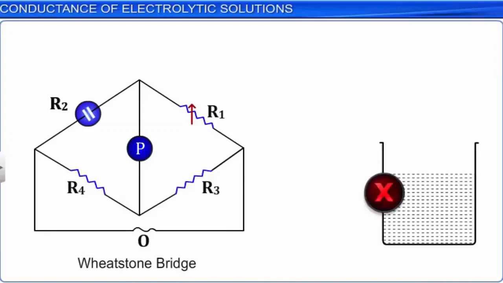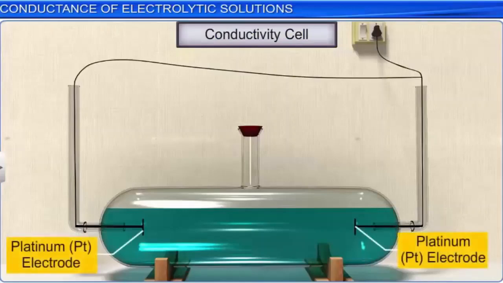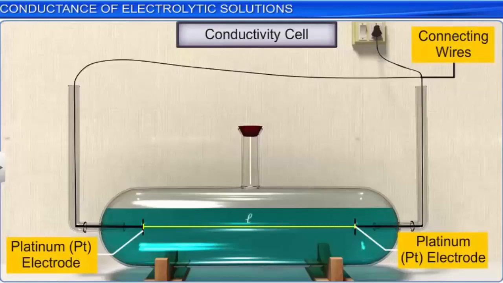To measure the conductivity of an ionic solution, we use a conductivity cell, like the one shown in the illustration here. A conductivity cell contains 2 platinum electrodes coated with platinum black, separated by a distance, L, with a cross-sectional area, A. An alternating current source is used as the source of power.